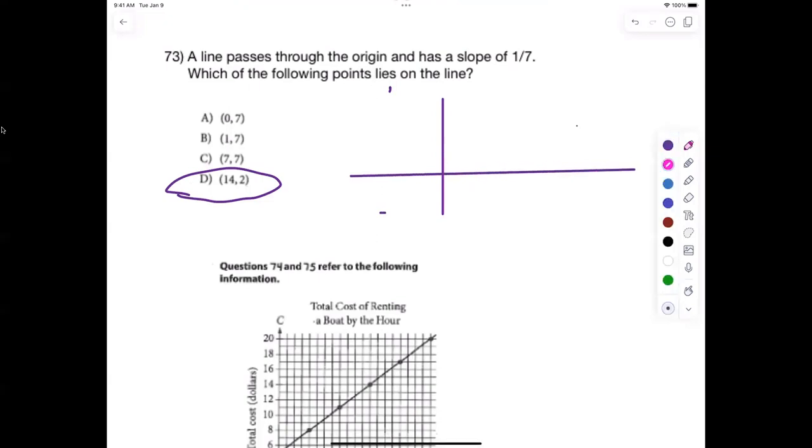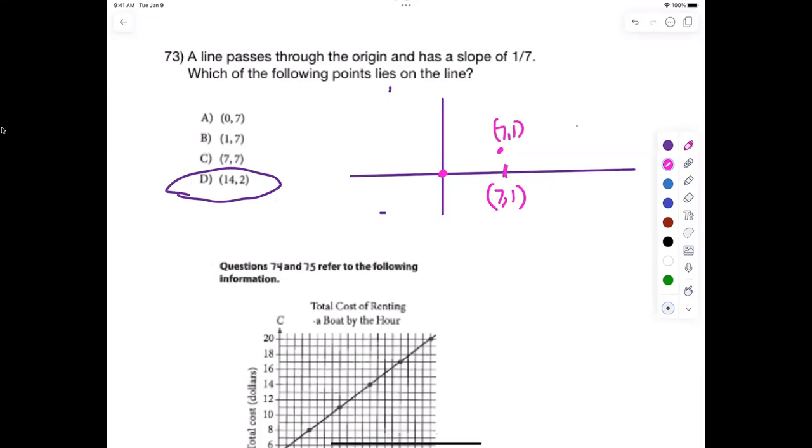It has to go through the what? Origin, right? And it has a slope of 1/7. That means you're going to go up 1 and over what? 7. So this point right here would be what? 7, 1, right? You went up 1 and to the right 7. Do we all agree? So this point right here is 7, 1.